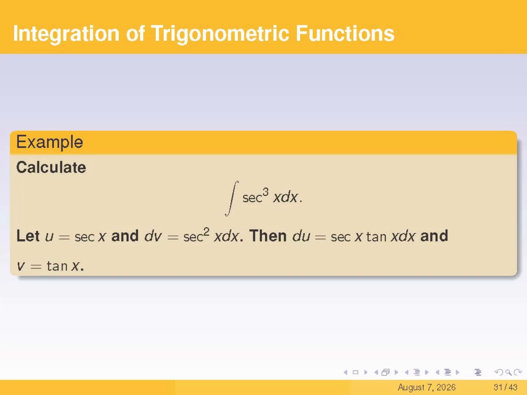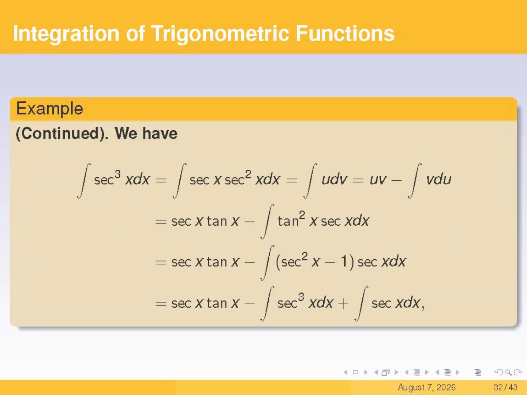We will evaluate the indefinite integral of secant x cubed using integration by parts. We set u equals secant x and dv equals secant x squared dx, which yields du equals secant x tangent x dx and v equals tangent x. The first equality applies the integration by parts formula. The second equality substitutes the variables u and v back in terms of x.